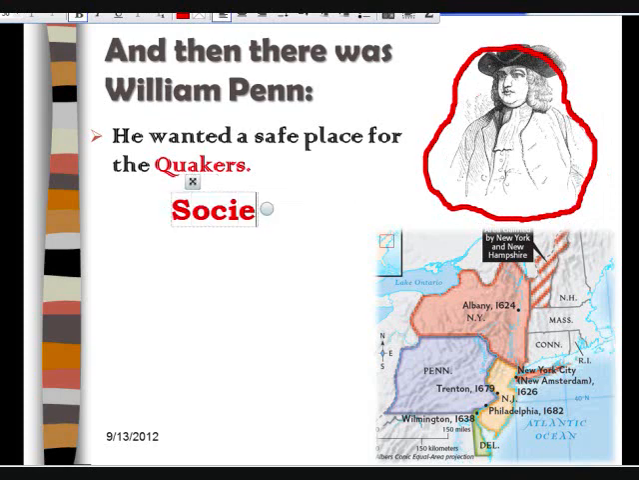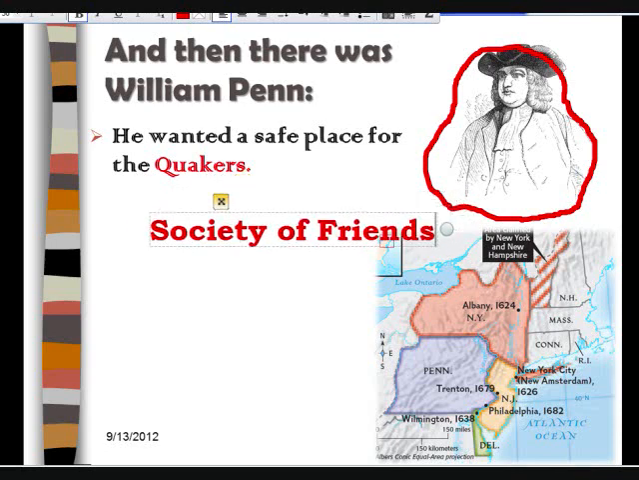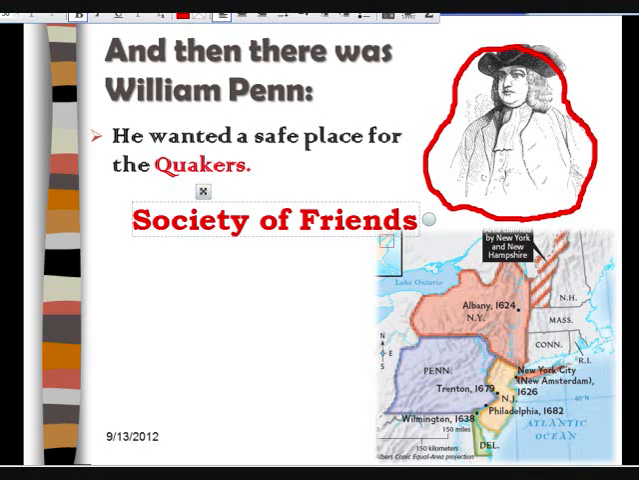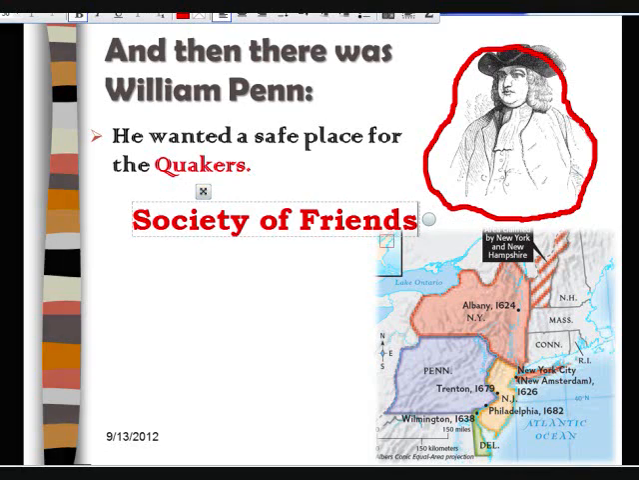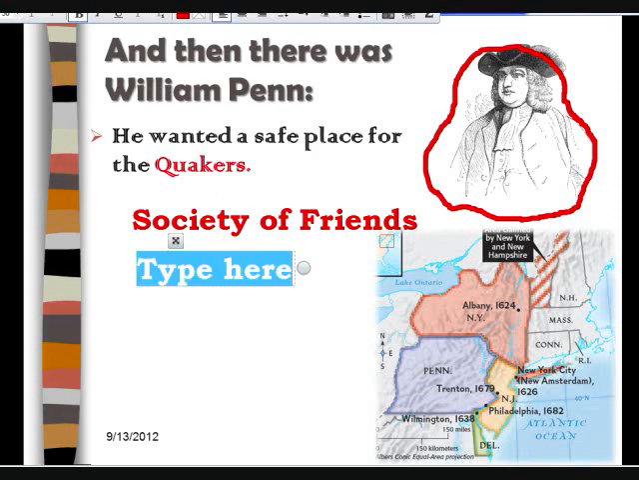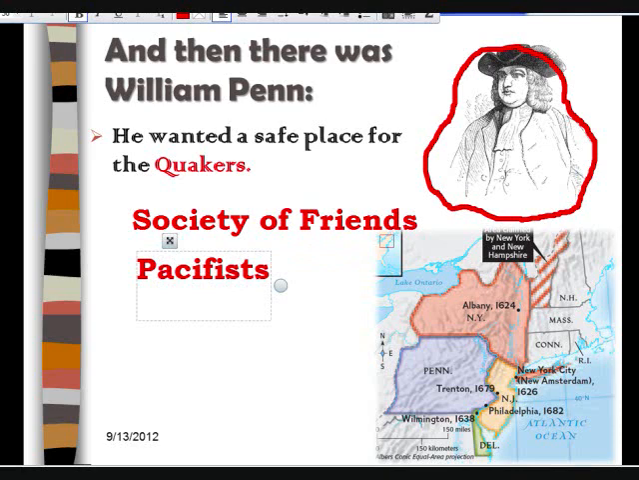Now, William Penn is a member of a church that is called the Society of Friends. And the Society of Friends were targets of a great deal of discrimination over in England. You see, they believed in some rather bizarre ideas for the time. For example, they were pacifists. That is to say, they did not believe in fighting.